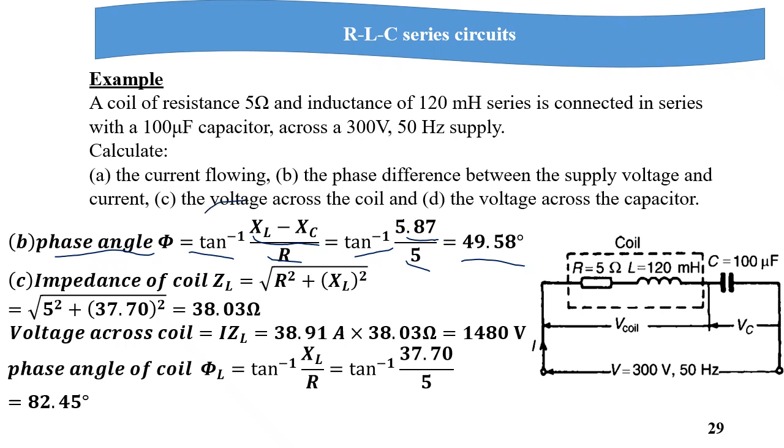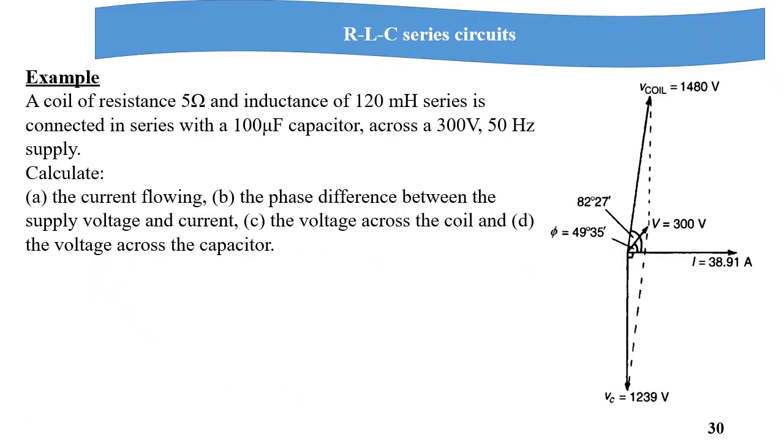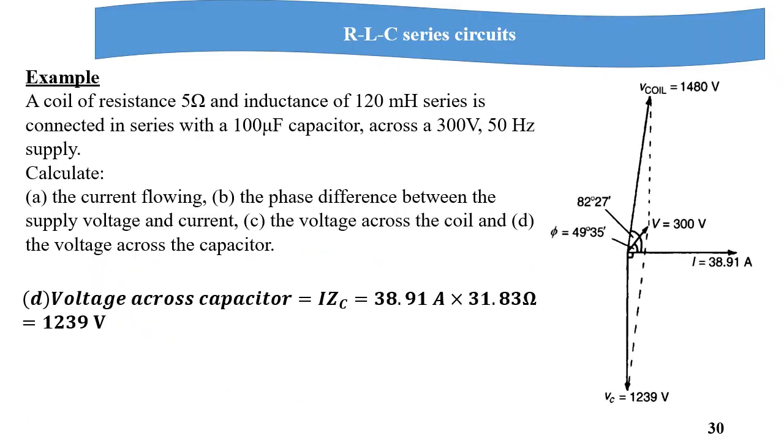We need to get the voltage across the coil. Then we get the impedance of the coil ZL, which is the square root of R squared plus XL squared, which is 38.03. We multiply I times ZL, 38.91 ampere times 38.03 ohm. We get 1480 volts. For the phase angle of the coil, we have phi equals tan inverse XL divided by R, tan inverse 37.7 divided by 5, which is 82.45 degrees.